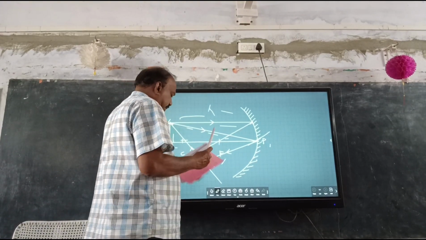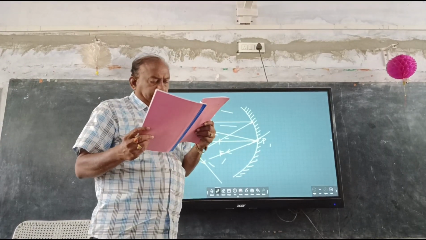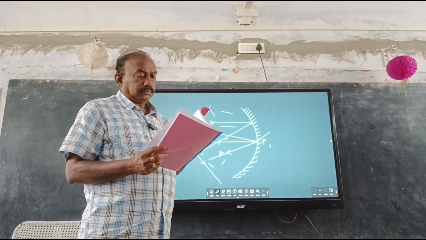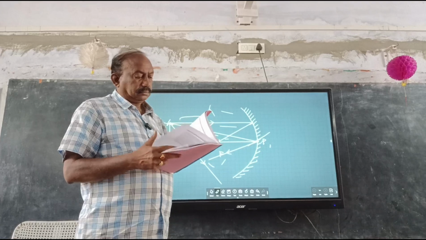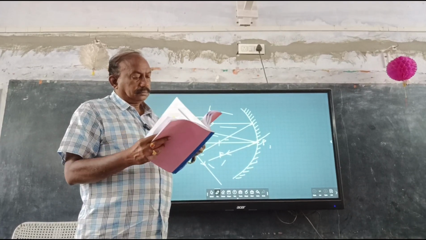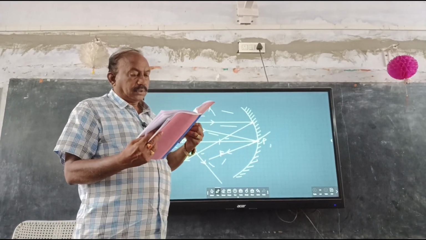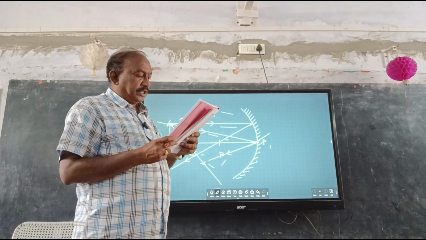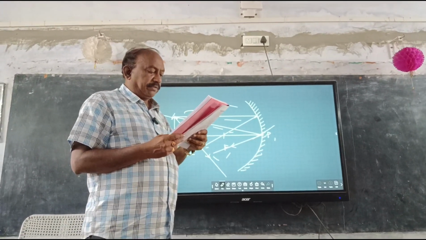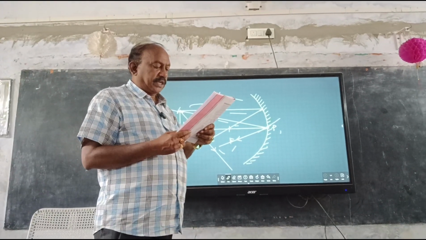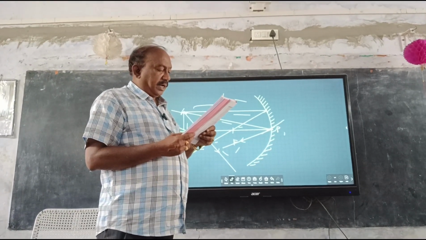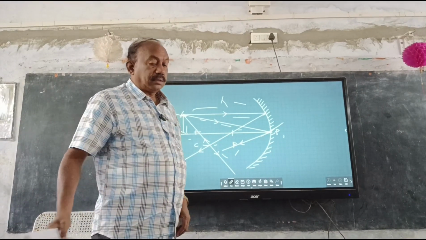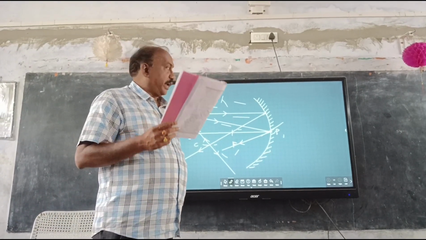Here the question is, a ray passing through the center of the curvature of the concave mirror, after reflection is reflected back along the same path. Along the same path. Why?